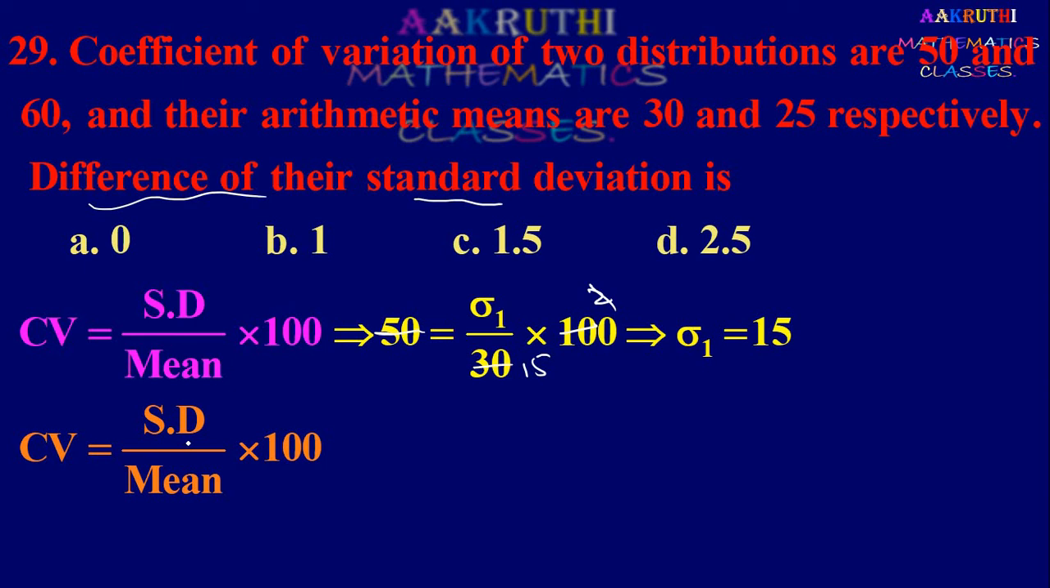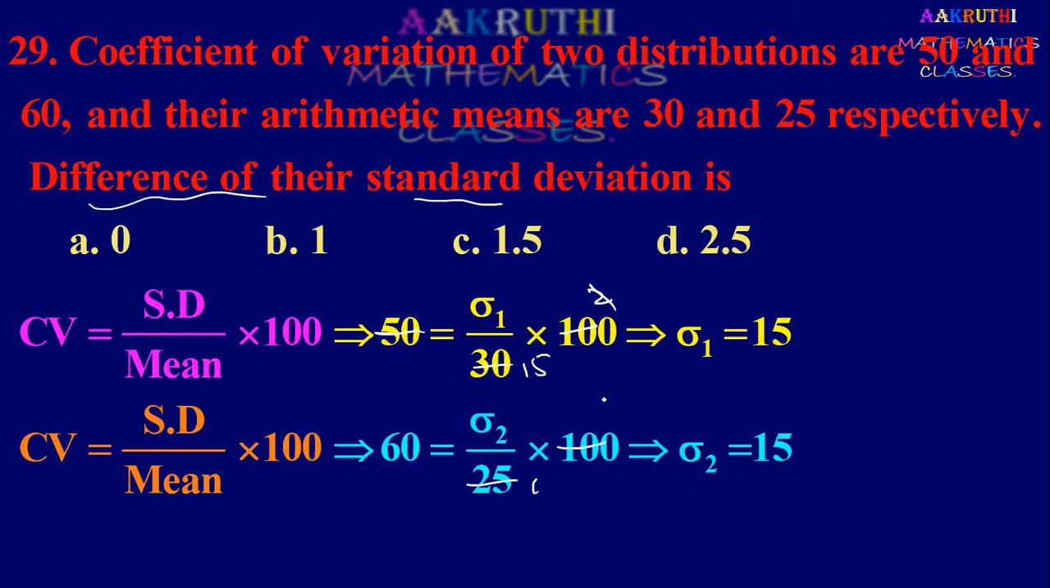Then we calculate the standard deviation for the second distribution. That is CV equal to SD by mean into 100. When we substitute all these values, we get 60 equal to sigma 2 divided by 25 into 100. Here 25 ones are 25, 4 fours are 100, and here it is 4 15s are 60. So we get sigma 2 equal to 15. The standard deviation of the first distribution is 15 and the standard deviation of the second distribution is also 15. And here the question is to find the difference of their standard deviations. So which is 15 minus 15. Answer is 0, which is option A. So here we get standard deviation is 15 and their difference is 0. So which is option A.